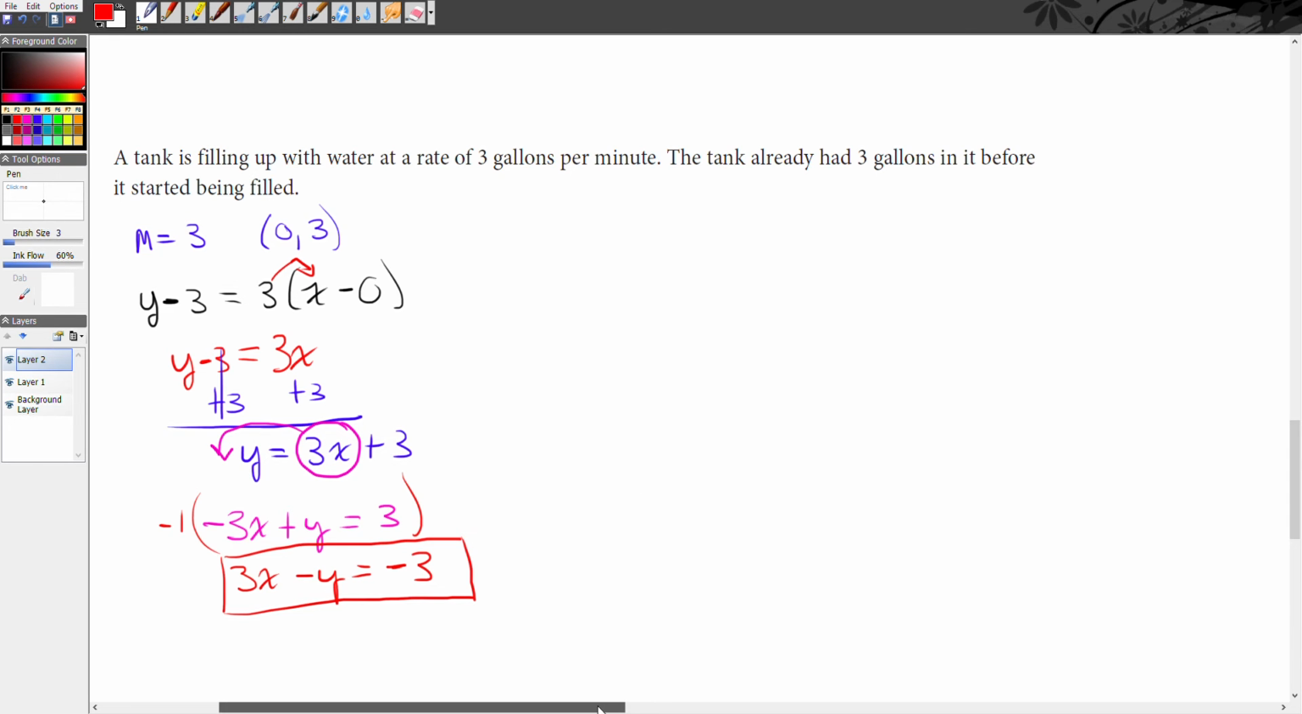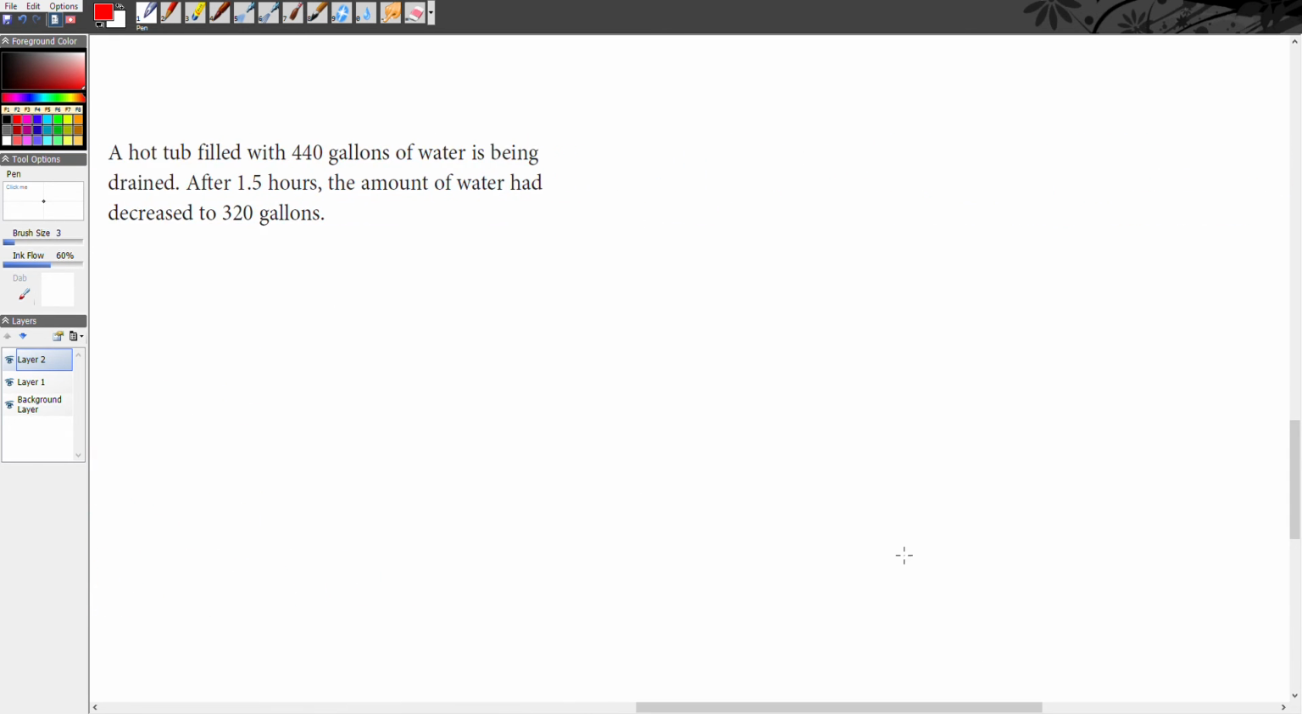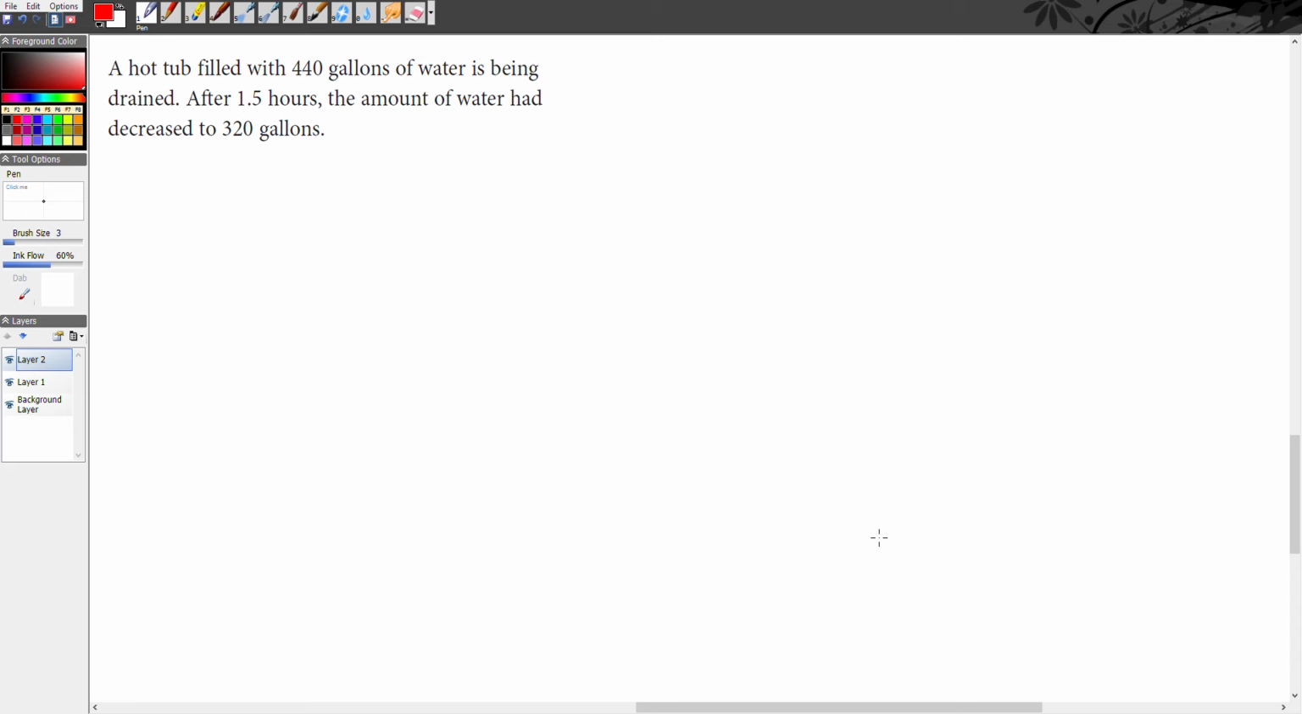Which is over here. A hot tub filled with 440 gallons of water is being drained. After 1.5 hours, the amount of water had decreased to 320 gallons, right? So here, they don't give us a slope, but we can figure it out. Again, the tub was already filled with 440 gallons of water before they started draining it. So that means at minute 0, there are 440 gallons, okay? Then they tell us after 1.5 hours, there are 320. So this is our second point.